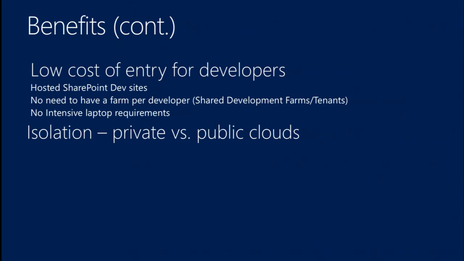From an isolation standpoint, you're able to separate private clouds and public clouds. So if you actually have an Office 365 tenant, but you want to pull some information that's on-prem, maybe I don't want to move my data. So can you talk a little bit about some of the different scenarios there?